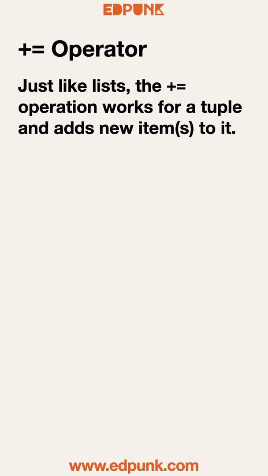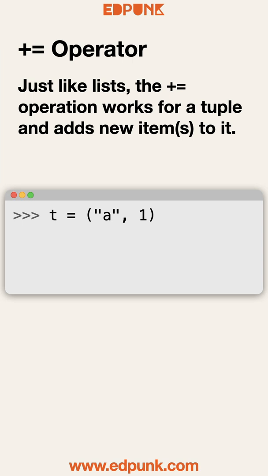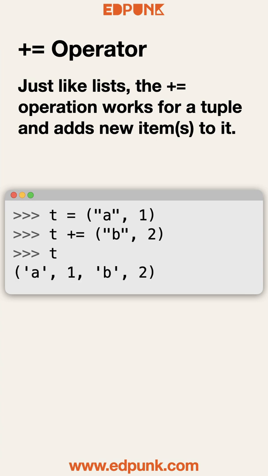For example, let us assign a tuple containing items string 'a' and int 1 to a variable t. Now, let us add items from another tuple, 'b', 2 to t by executing t += ('b', 2). Let us check out the value of t. The result returned is a tuple containing items string 'a', int 1, string 'b' and int 2.